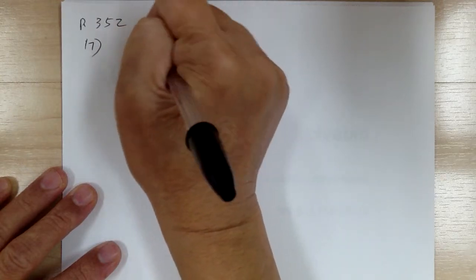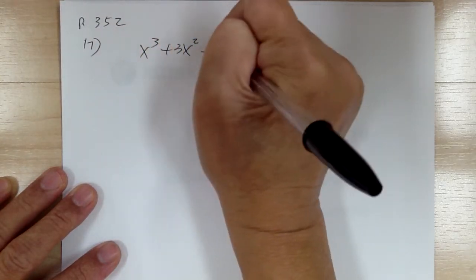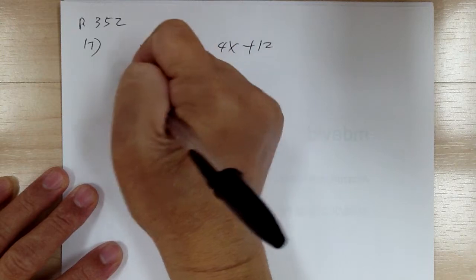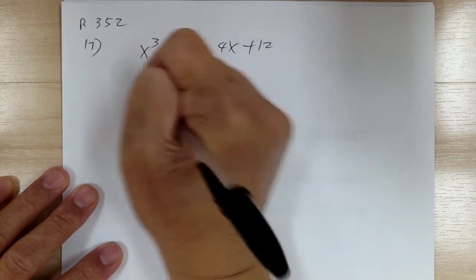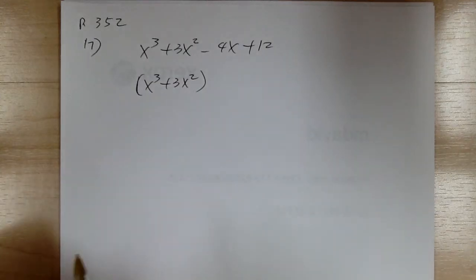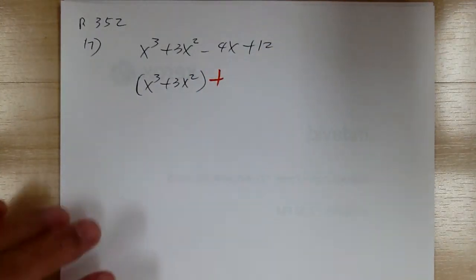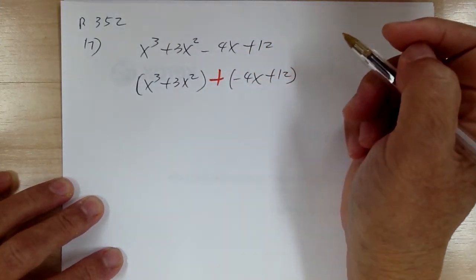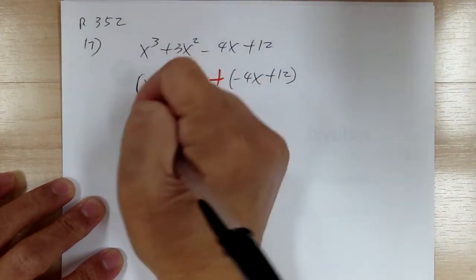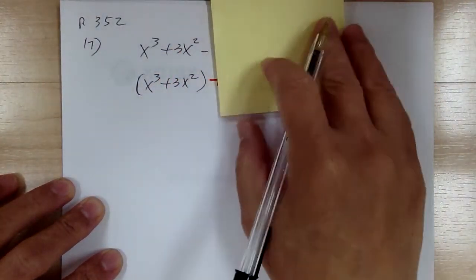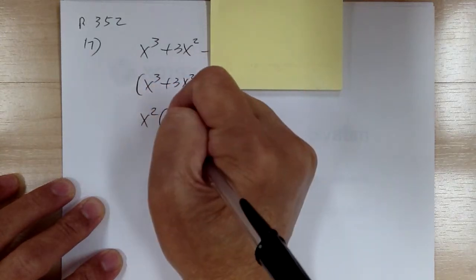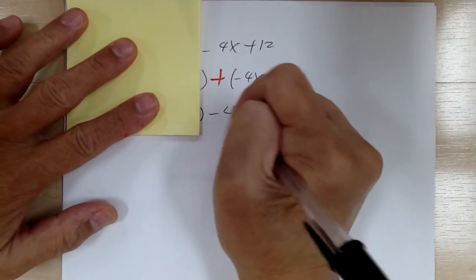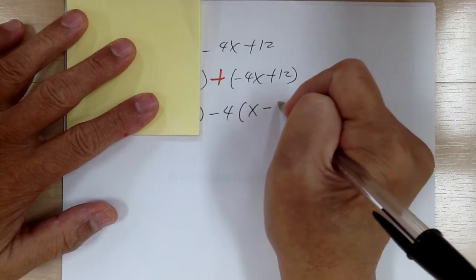Okay, 17, you have x to the 3 plus 3x squared minus 4x plus 12. Again, let's do the grouping. So you've got x to the 3 plus 3x squared, plus, and you have negative 4x plus 12. For the first half, you can factor out the x squared, so you're going to get x plus 3. And for this one over here, you can factor out the negative 4, so you're going to get x minus 3.